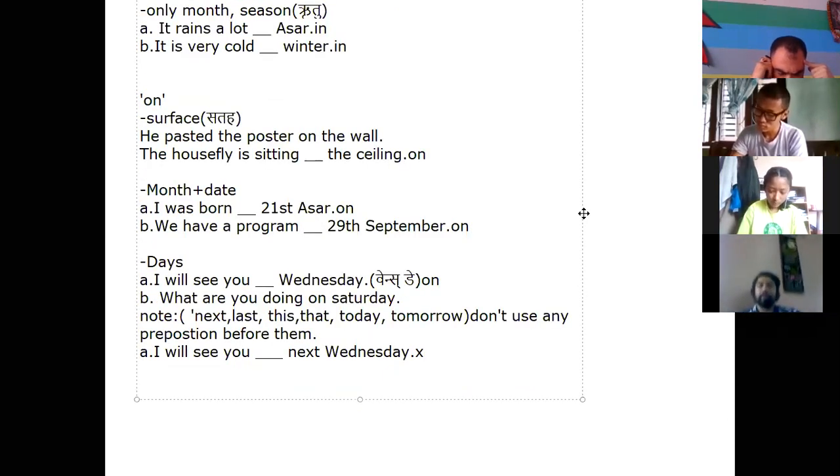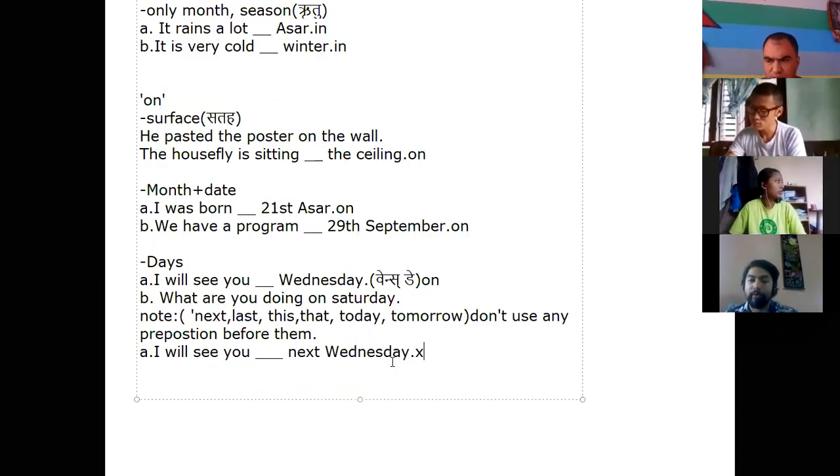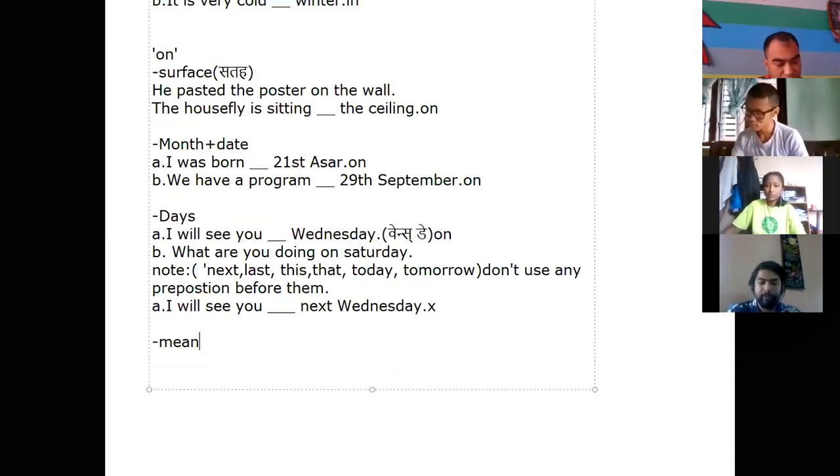Same for these other words, right? So what do you mock these words? You are saying this, last, that, today, tomorrow, these are words where you don't use a preposition, you know. So next one is means of communication.